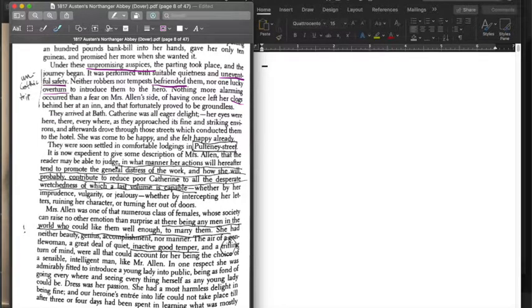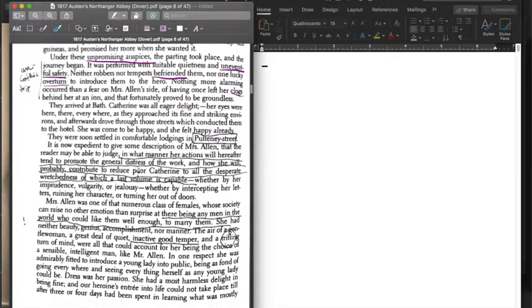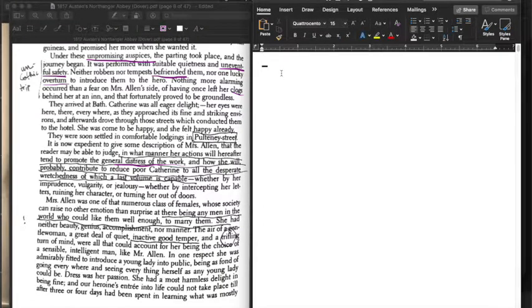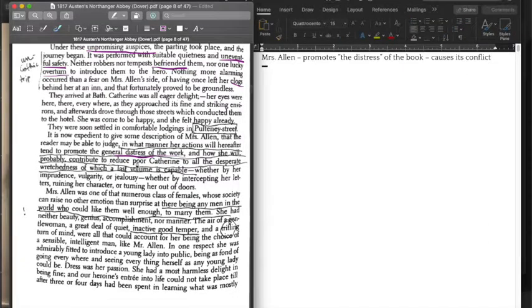It is now expedient to give some description of Mrs. Allen, that the reader may be able to judge in what manner her actions will hereafter tend to promote the general distress of the work. So, like, Mrs. Allen, I'm going to write this here. Mrs. Allen promotes the general distress of the book, causes its conflict, okay? And how she will probably contribute to reduce poor Catherine to all the desperate wretchedness of which a last volume is capable.